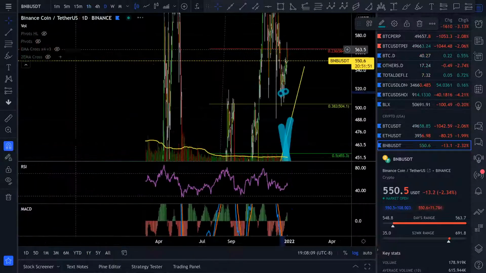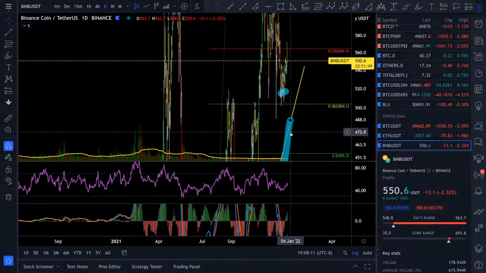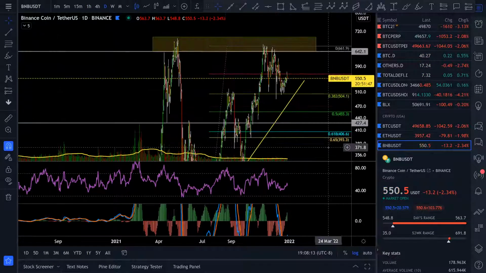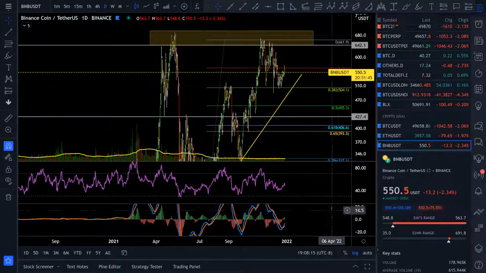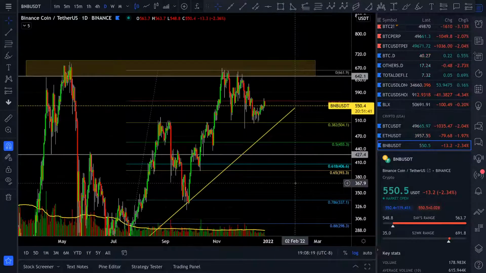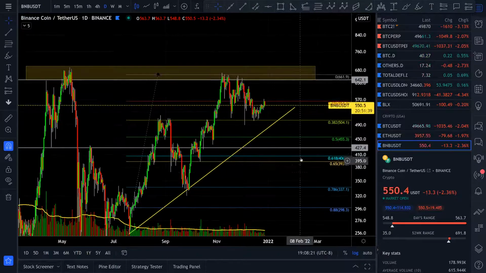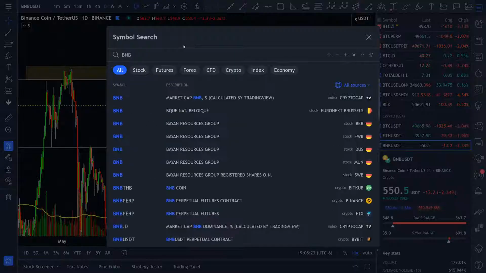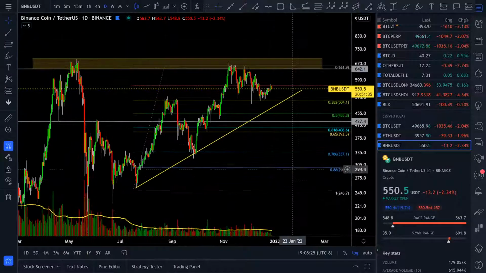And again, this is a more advanced live stream. This is not a total beginner live stream style that I'm doing. This is real technical analysis, indicators, more towards the advanced and intermediate side. So again, looking at Binance Coin on USDT.